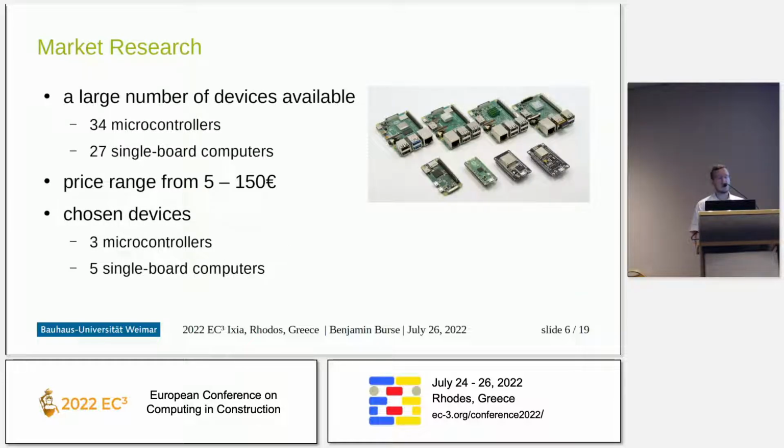So we did a short market research, and there are really a huge number of devices out there, and we collected 34 microcontrollers, 27 single-board computers, with a price range of 5 to 150 euros, probably nowadays a little bit more expensive. And then we nailed it down to 3 and 5 of these devices. You can see them in the images, some of the Raspberry Pi family, and the black ones on the right, lower side, these are the ESP ones.